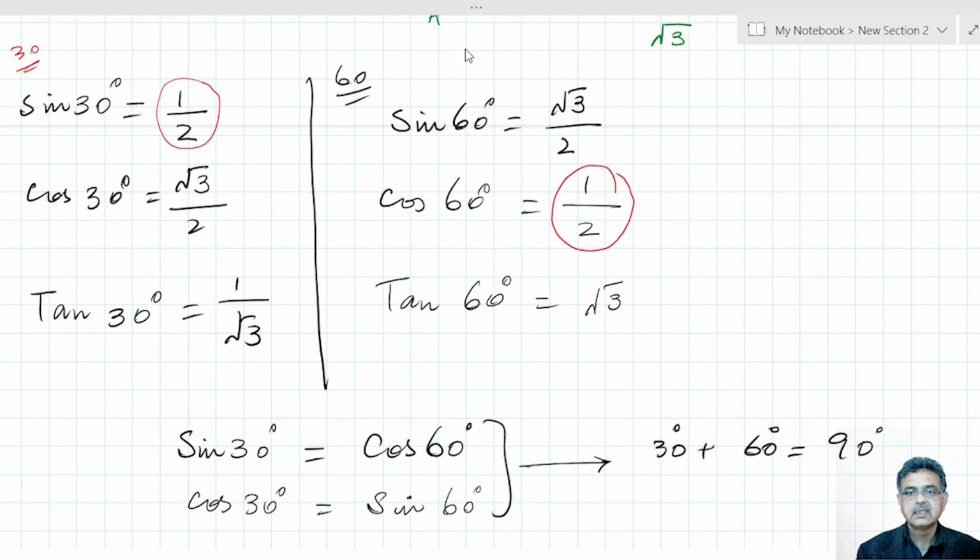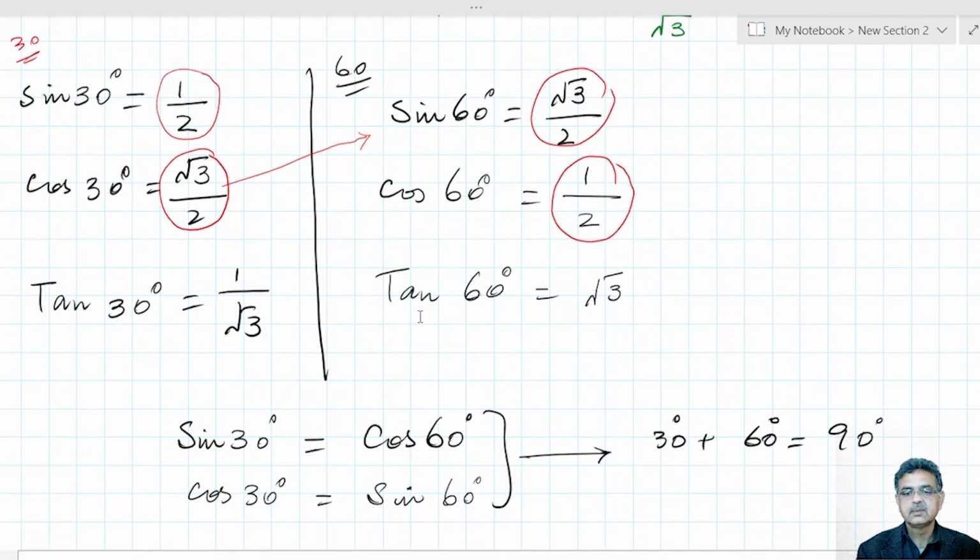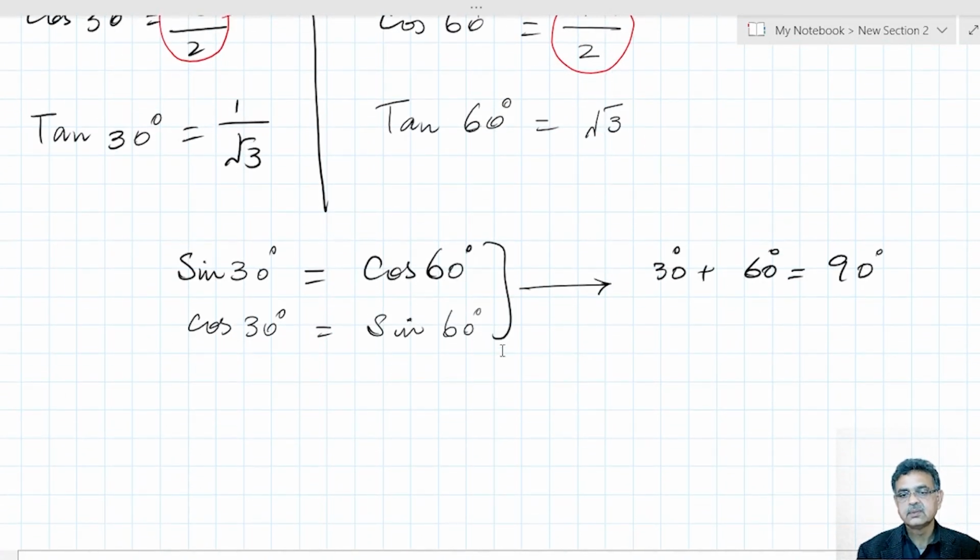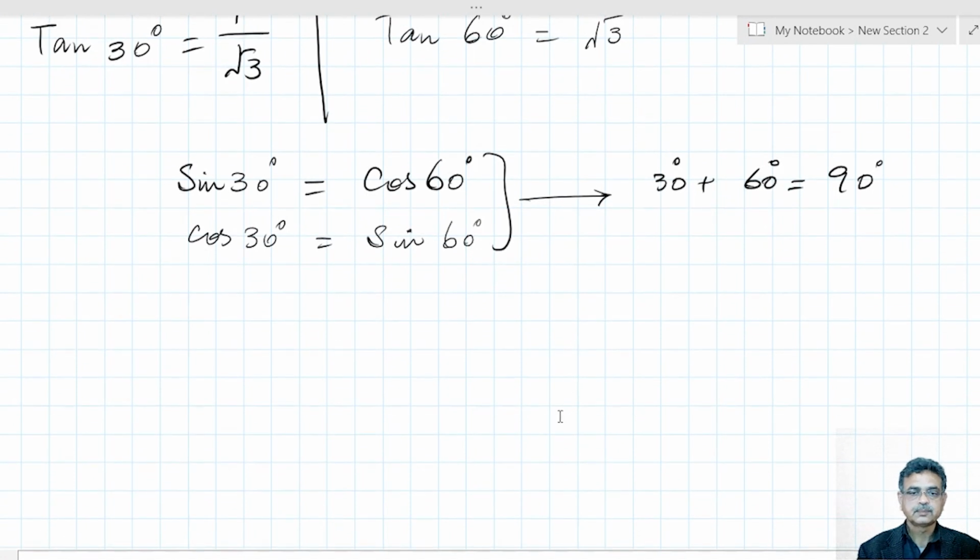From here you can see that sine 30 and cos 30 degrees is root 3 upon 2, and it is the same for the value of sine 60 degrees, again root 3 upon 2. So cos 30 is equal to sine 60.